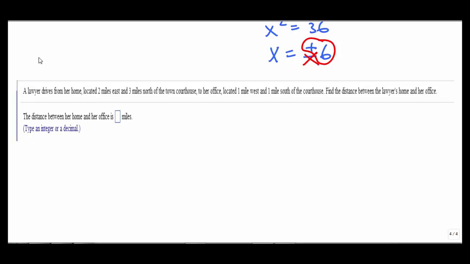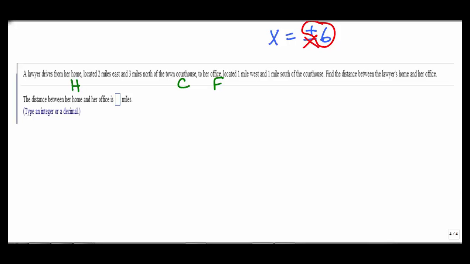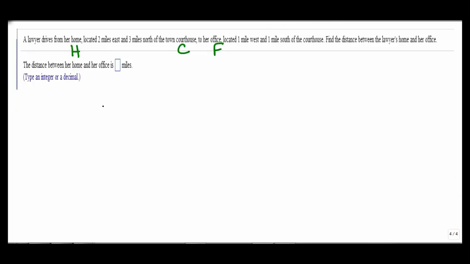Well, it sounds like to me that this town courthouse is kind of the important middle point. So let's use C to represent courthouse. Let's go ahead and use F to represent office, and then H to represent home. I don't want to use O for office because it might look like a 0 in the problem. I don't want to get confused. So I'm going to put this on a Cartesian coordinate system. So here is the courthouse in the middle. This is our origin. This is the courthouse.